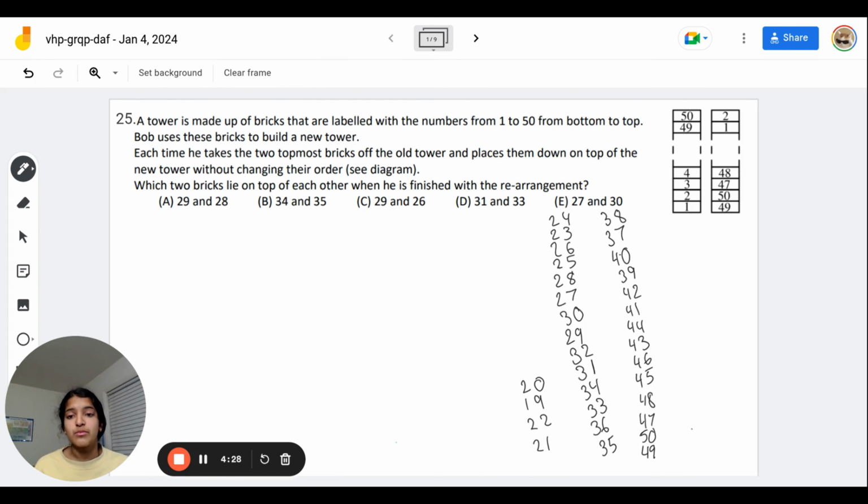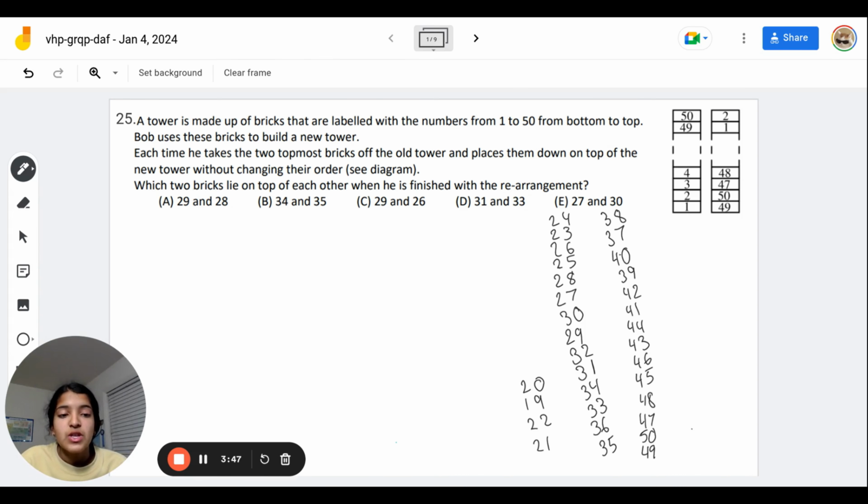A tower is made up of bricks that are labeled from numbers 1 to 50 from bottom to top. Bob uses the bricks to build a new tower. Each time he takes 2 of the topmost bricks off the old tower and places them down on top of the new tower without changing their order. So basically what he does is that there's going to be a tower over here and there's the top 2 bricks. Instead of changing the order back to like 50 and then 49, he just takes them like how they are and places them down on their new tower. Which two bricks lie on top of each other when he's finished with the rearrangement?